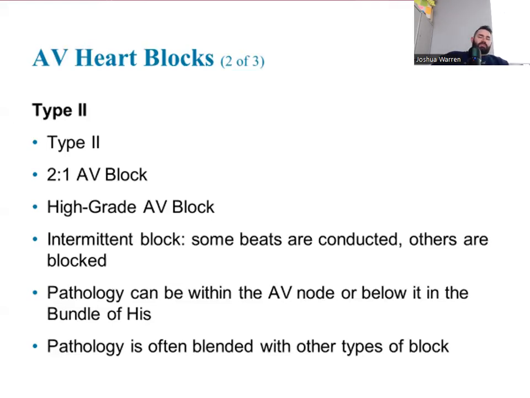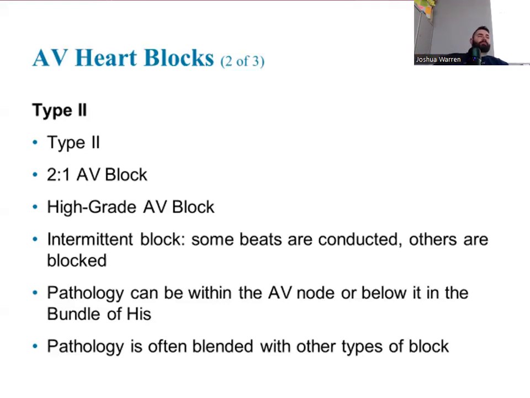So this is an intermittent block. Again, sometimes you'll see a QRS complex come through, and when it does, it has the same PR interval. It has a perfect PR interval. It's nice. It's wonderful. But then you'll also see the rhythm being irregular because there's some P waves that don't have a QRS following them.